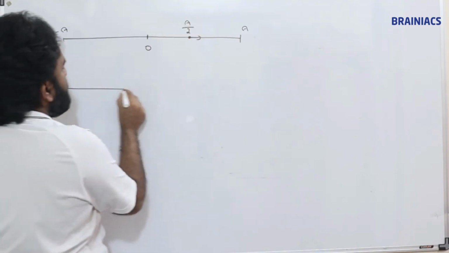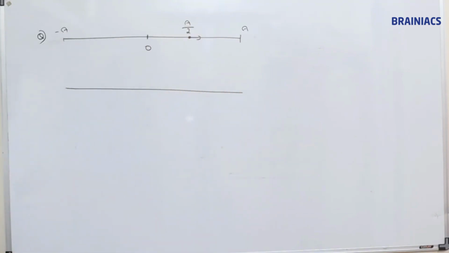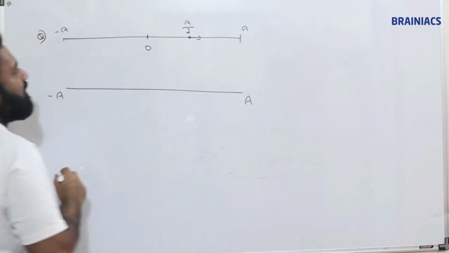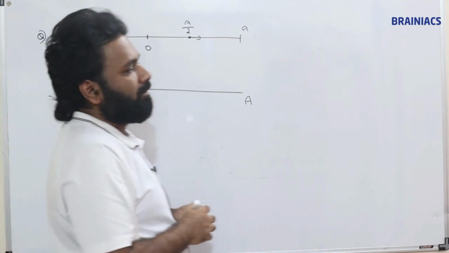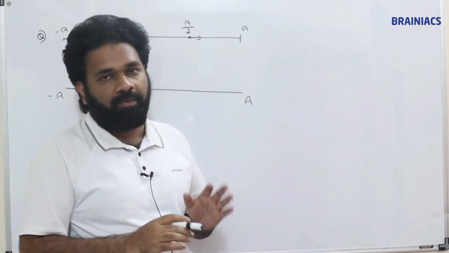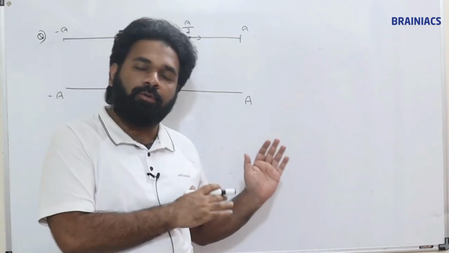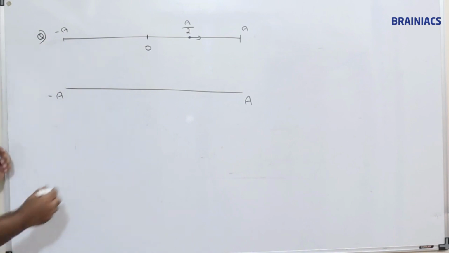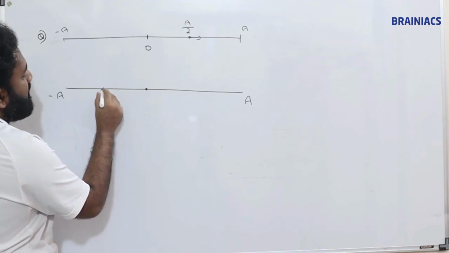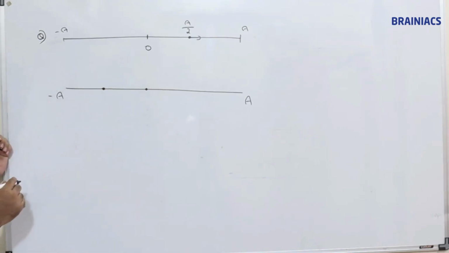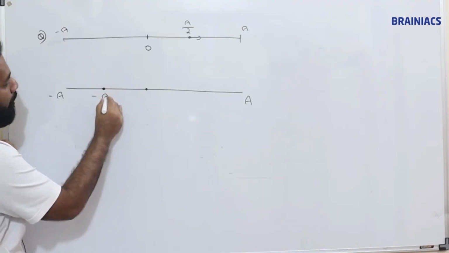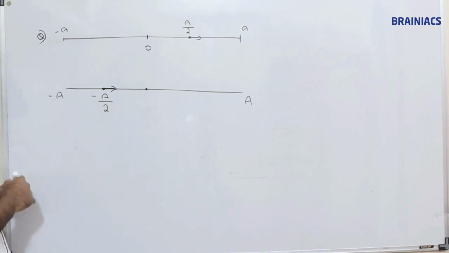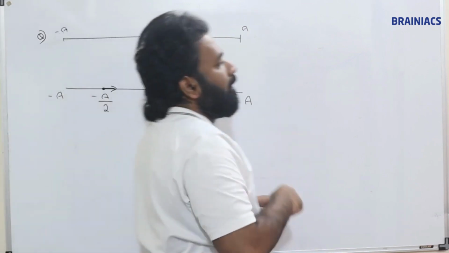So at the same time, another SHM whose amplitude is also minus A and plus A, and obviously frequencies must be same. Frequencies must be same. Okay, so only those kind of questions we need to expect. So another SHM, it is moving from minus A by 2. So here this is moving from minus A by 2, and this is moving from A by 2.